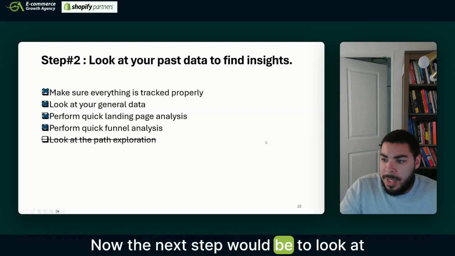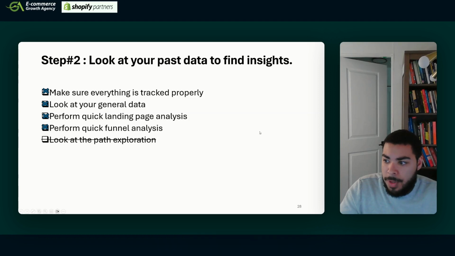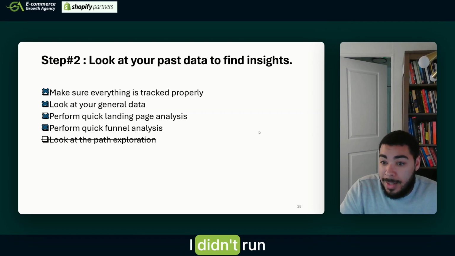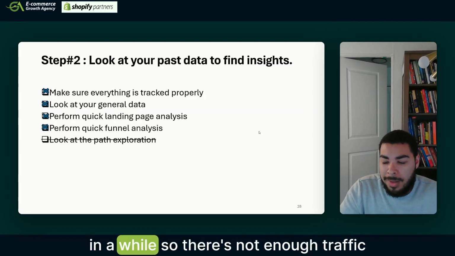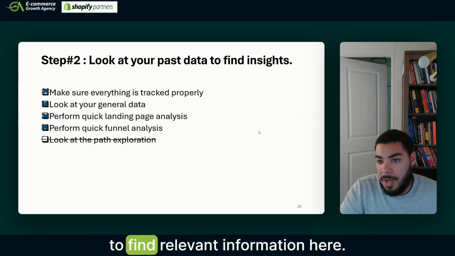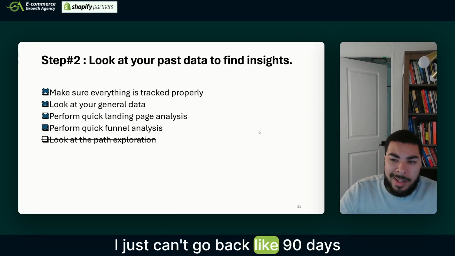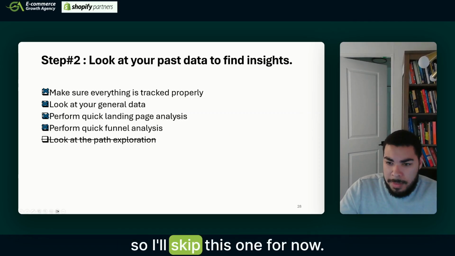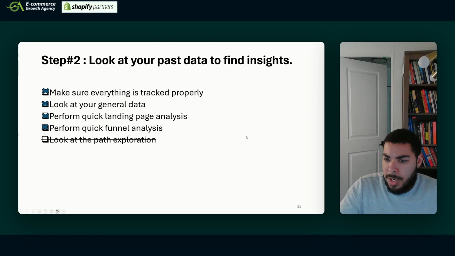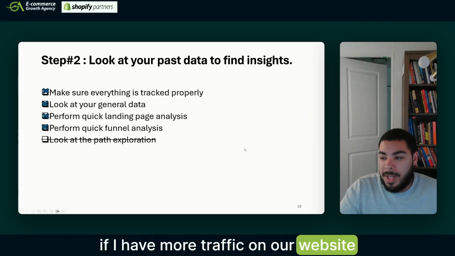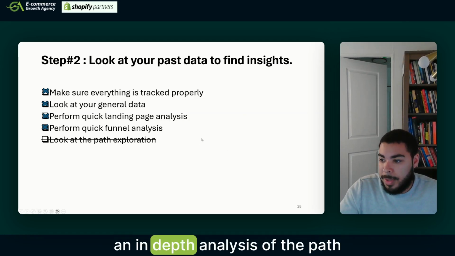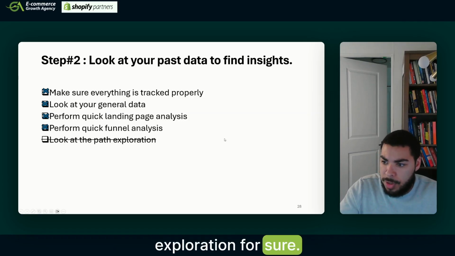Now the next step would be to look at the path exploration. When I went to do it, I couldn't because I didn't run traffic in a while. So there's not enough traffic to find relevant information here. I just can't go back like 90 days. So I'll skip this one for now. But if I had more traffic on that website, I'd do an in-depth analysis of the path exploration for sure.